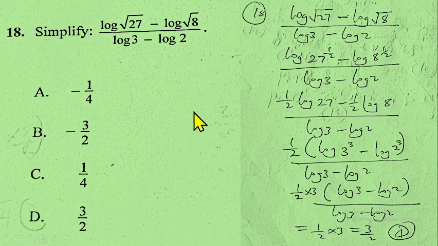Question number 18 is from logarithm. We have to simplify log root 27 minus log root 8 over log 3 minus log 2. It's very simple as well. All you need to do is use the laws of logarithm here. We can rewrite root 27 as 27 raised to the power half, because square root means raised to the power half, minus log, and root 8 as 8 raised to the power half as well, over log 3 minus log 2.